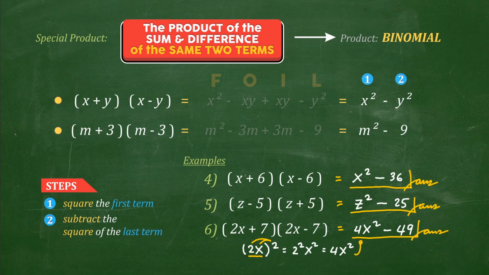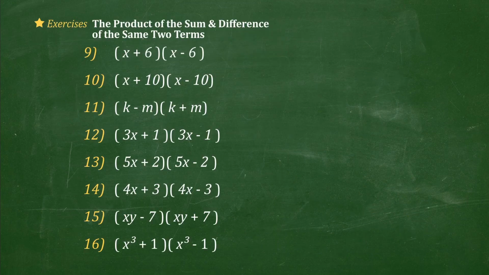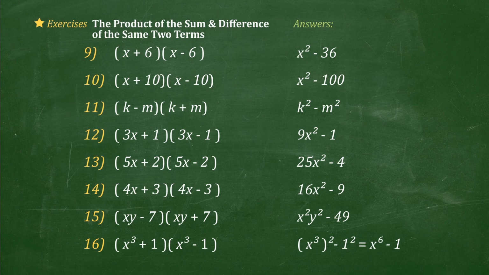We are now ready for some exercises. Here are exercises 9 to 16. How quickly can you do these? You can pause this video to do this on your own. Don't worry, the answers will be shown later. You can try this now and pause the video. Go! Here are the answers so you can check. Kumusta? Kaya ba?